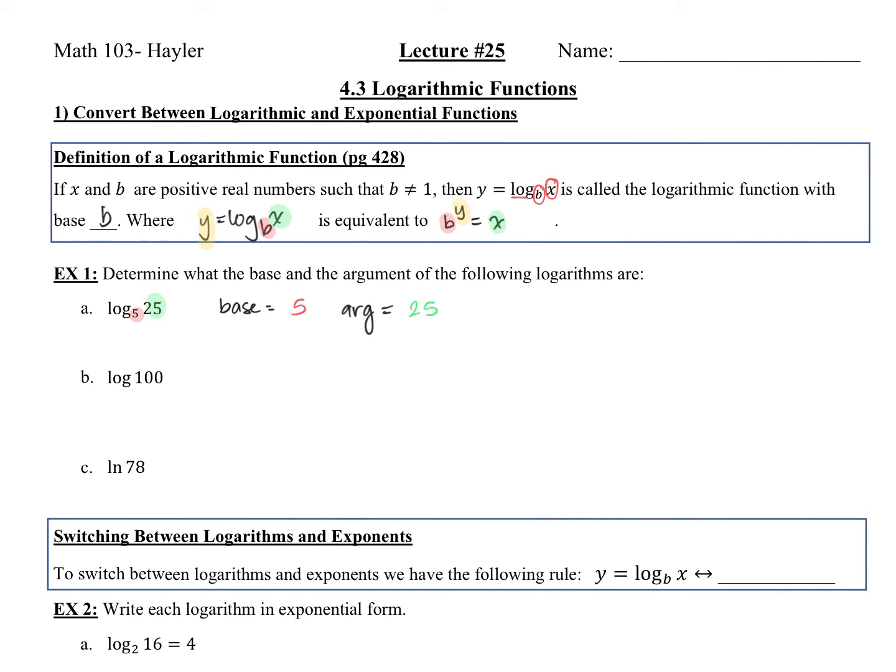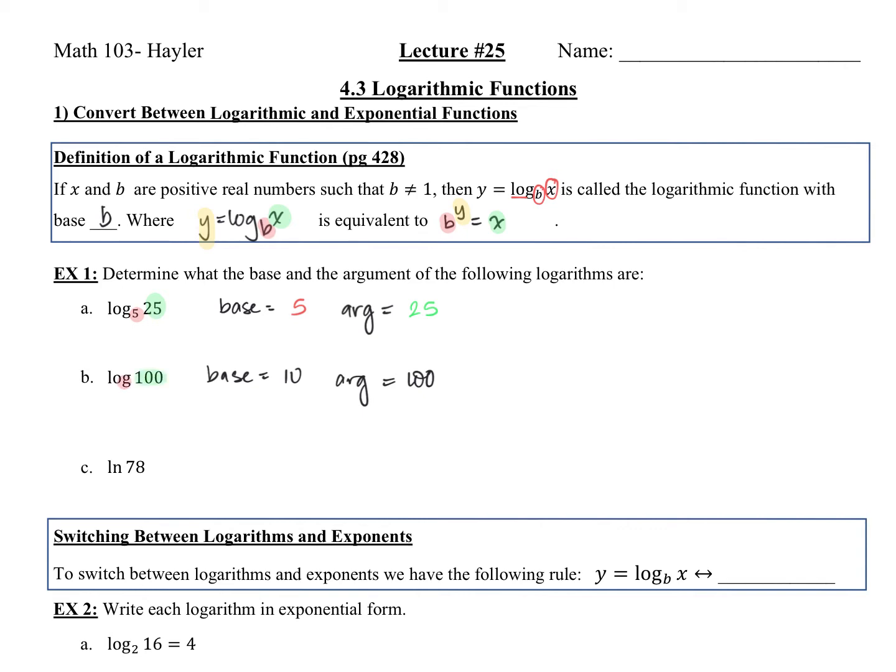Now, for the next one, for b, this is a special case. You might say, well, you didn't write anything down there. This is what we call the common log. Kind of like when we use a square root, we don't always write the 2. Well, for logs, log base 10 appears so often that mathematicians decided we're not going to write in the 10 anymore. So if you see a log that does not have the 10 written in, you're allowed to assume it's base 10. So in this case, we have a base of 10, and our argument for this one is 100. Let me highlight those.